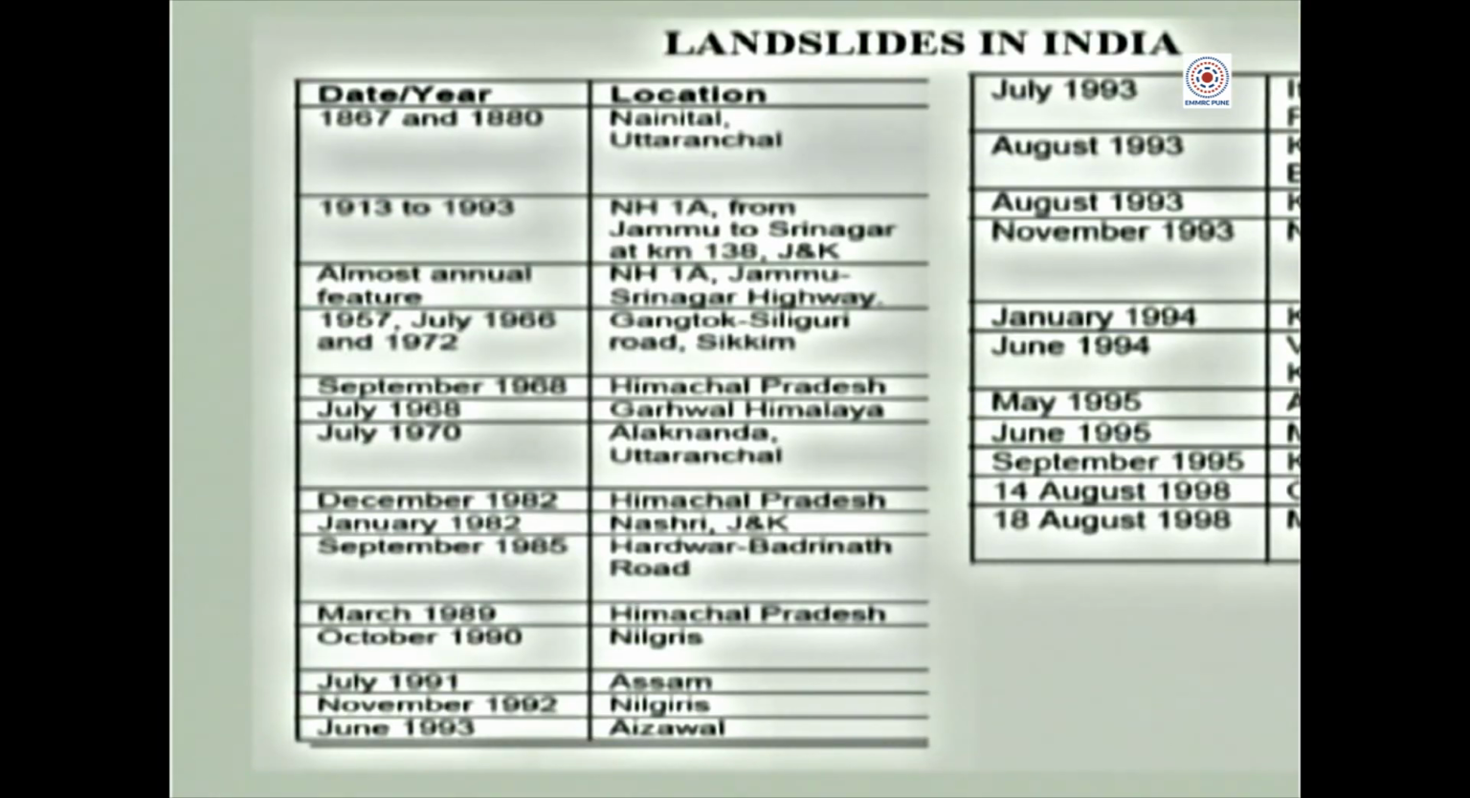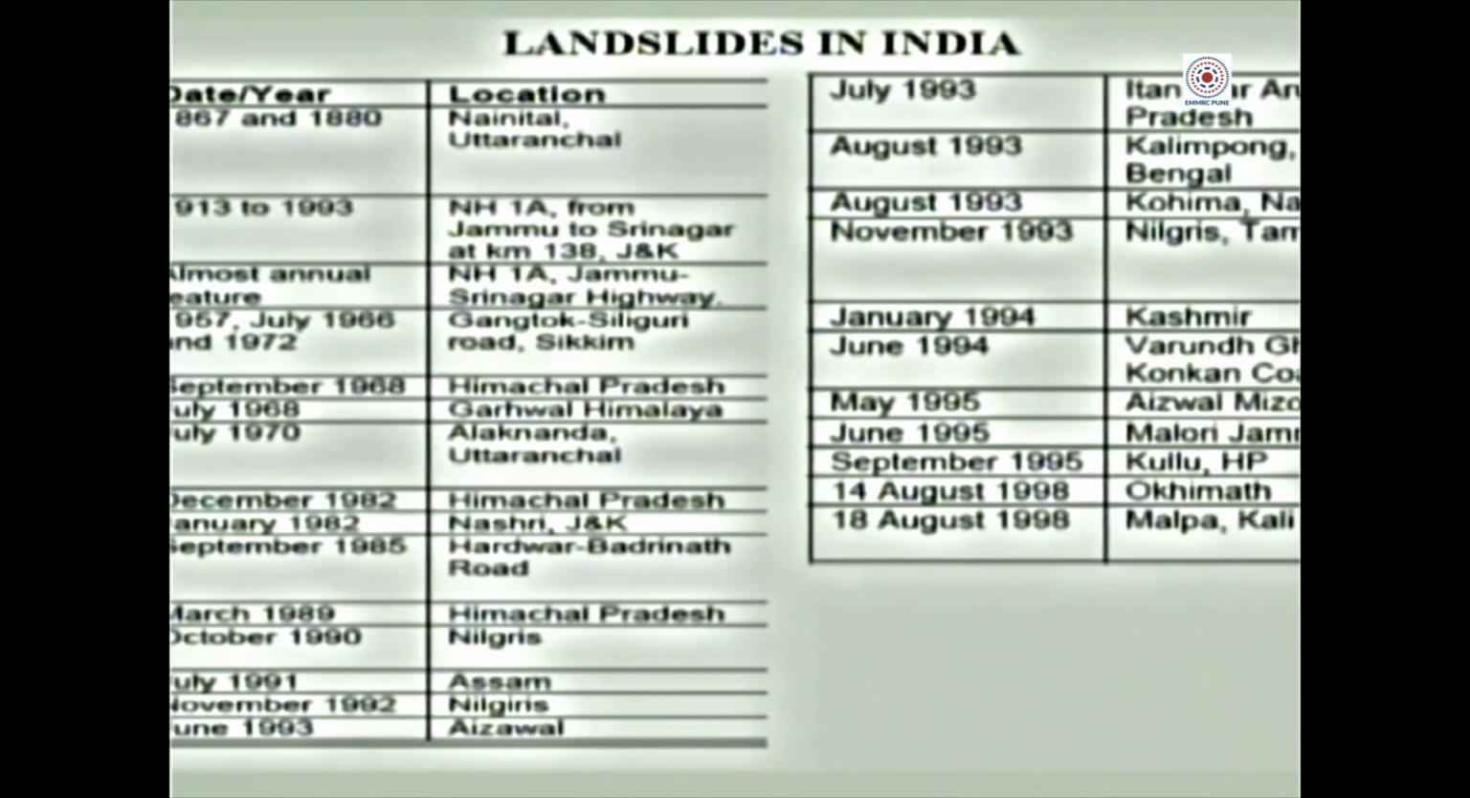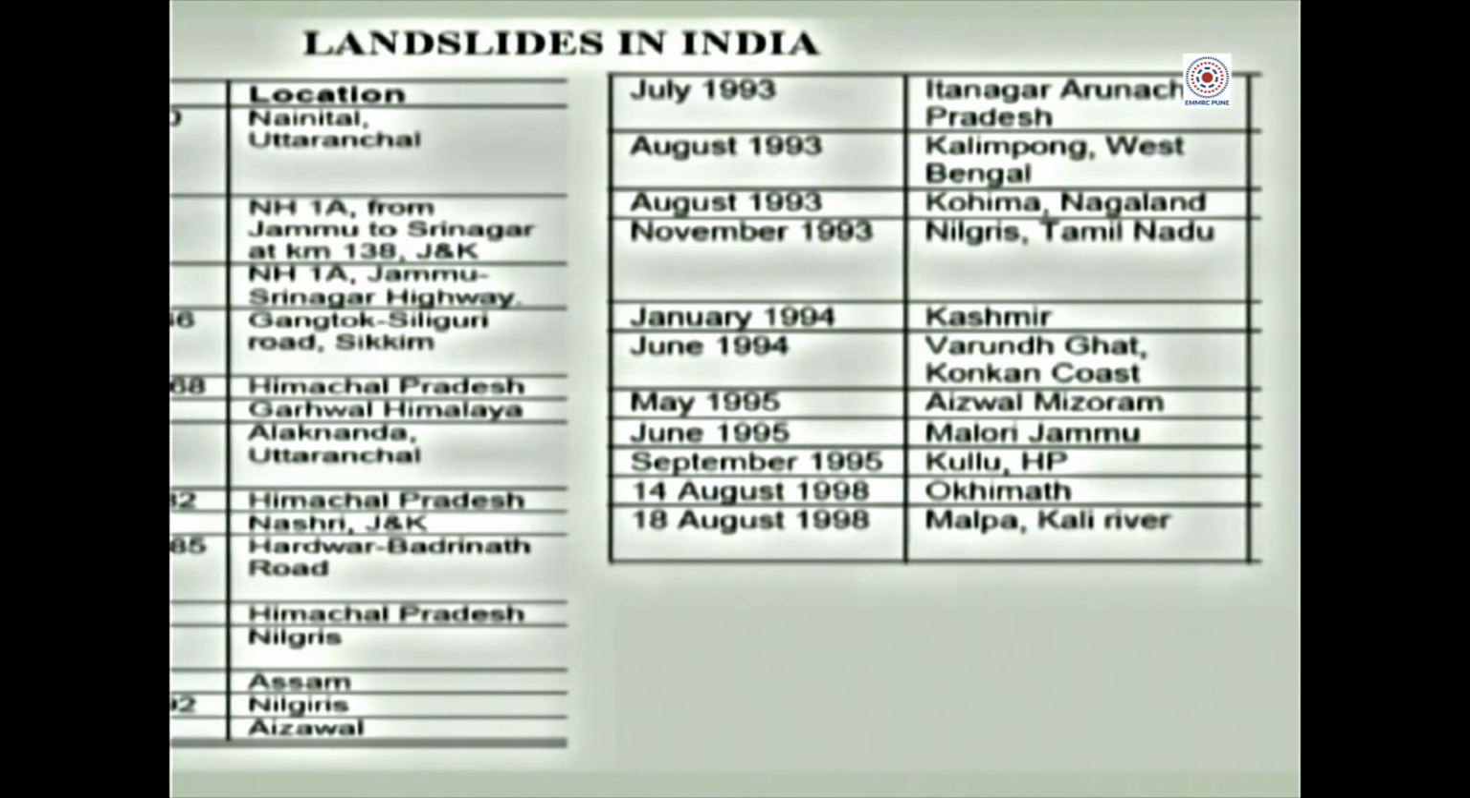In India, in 1867 and 1880, Nainital, Uttaranchal had a big landslide. From 1913 to 1993, NH1A from Jammu to Srinagar at kilometer 138, Jammu Kashmir, they have always been experiencing landslides. In 1955, 1966 and 1972, the Gangtok-Siliguri Road, Sikkim, had landslides. And recent was 1998, where at Malpa, Kali River, there was a huge landslide, and in 1998 Ukhimath also experienced landslides. Apart from that, many major landslides have been reported in the western part, the northeast states and the northern part of India.